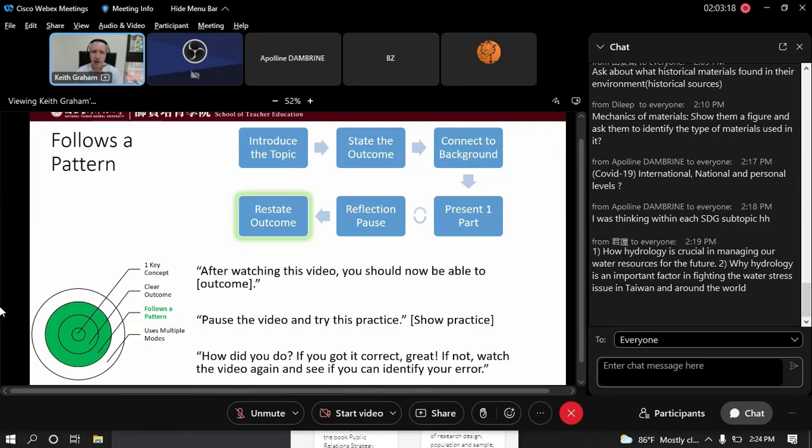So within restate the outcome, you're going to state the outcome, give an example practice, and then you may give the answer and you can say, how did you do? If you got it correct, great. If not, watch the video again and see if you can identify your error. These three sentences will work when they have to solve something.